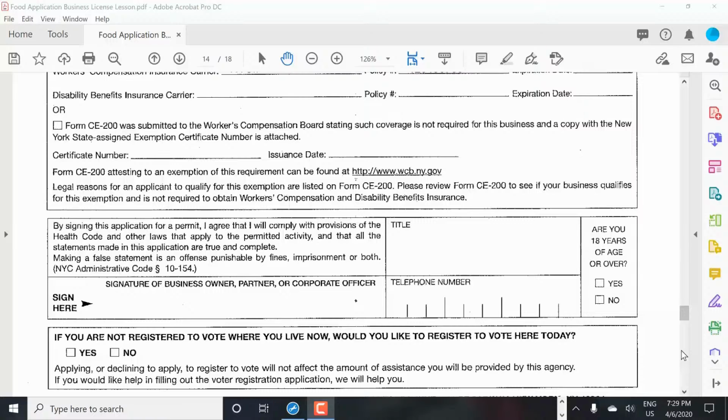As we wrap up this lesson, here is a question to consider. What was the most challenging about filling out the form?